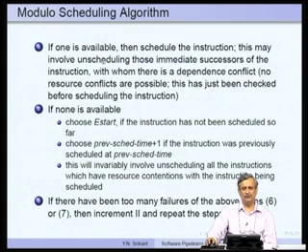So, suppose we are not able to find a slot, that means the slot has already been occupied by somebody, there is a resource contention in every slot in between E start and E start plus II minus 1. Now, just choose E start if the instruction has not been scheduled so far. This is the first time that we are scheduling the instruction. So, in that case you choose the E start slot and forcefully fit that instruction into the E start slot.